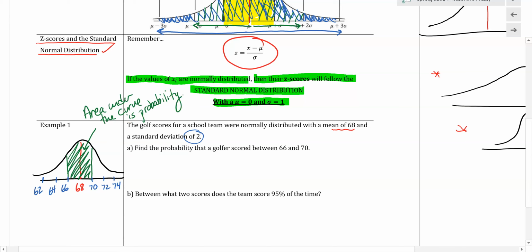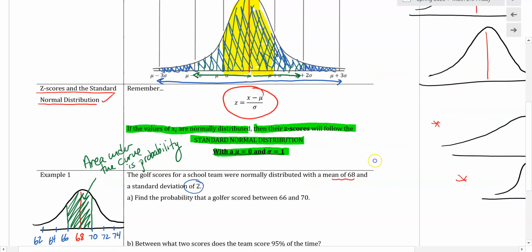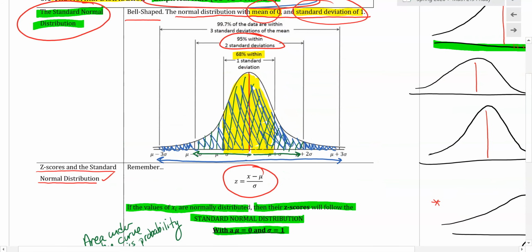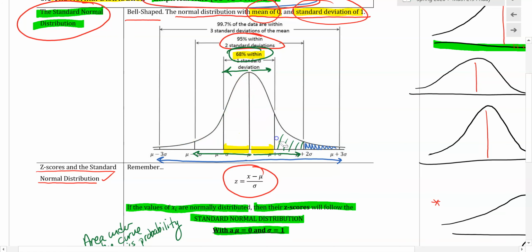Area under the curve is probability. So what the empirical rule just told us is that if you go one standard deviation to the right and left of your mean, you scoop up 68% of your data. If I just go one standard deviation left and right, then I am scooping up 68% of my data, or in other words, the proportion of the data under this curve is 0.68.